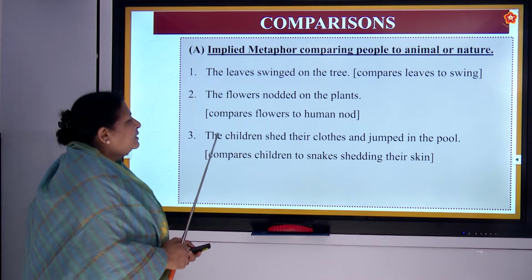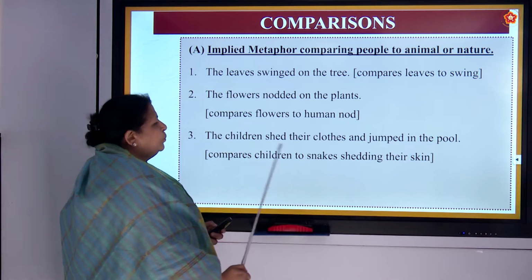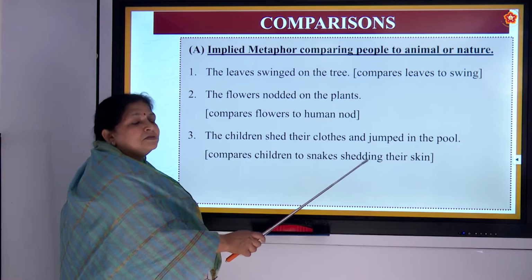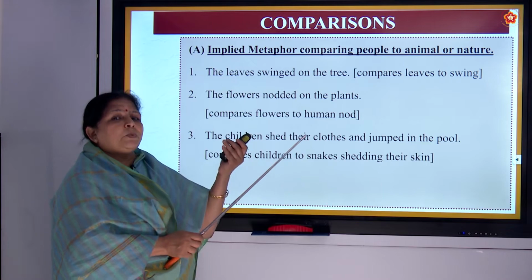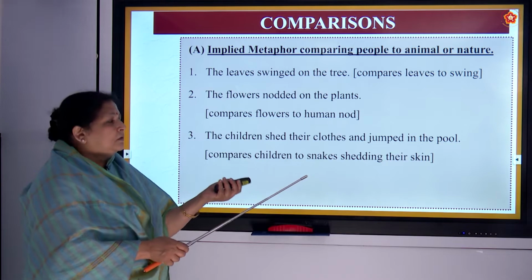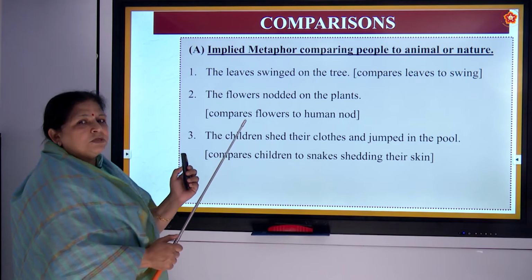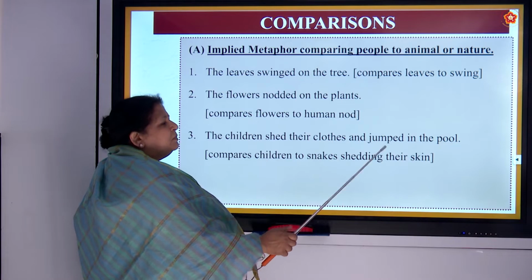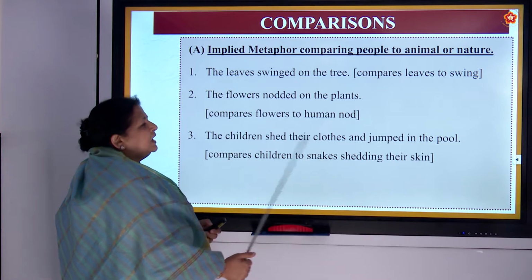The children shed their clothes and jumped in the pool. This compares children to snakes shedding their skin. Completely different, right? The comparison is made between the shedding of clothes by the children and the shedding of skin by the snake. It is nowhere closely related, but they have compared. The children shed their clothes and jumped in the pool.